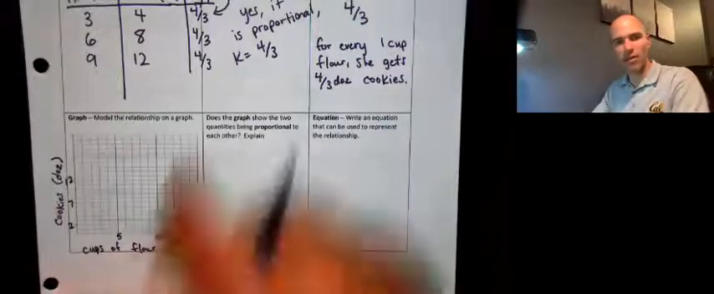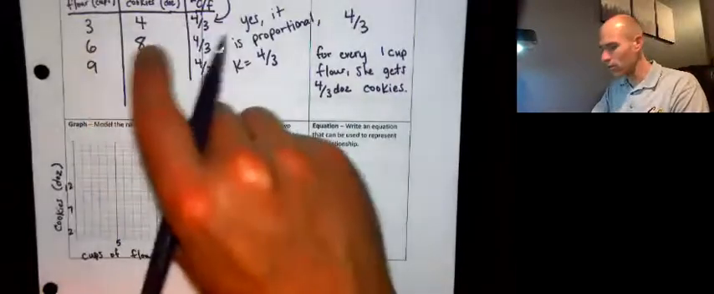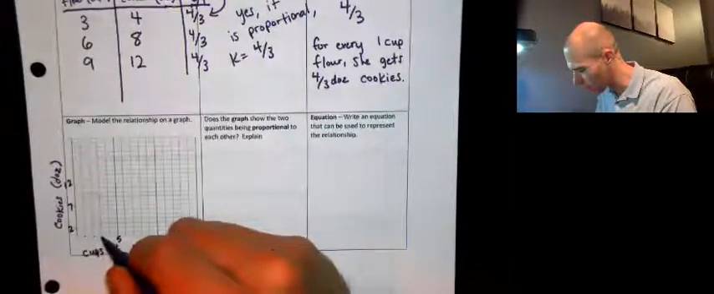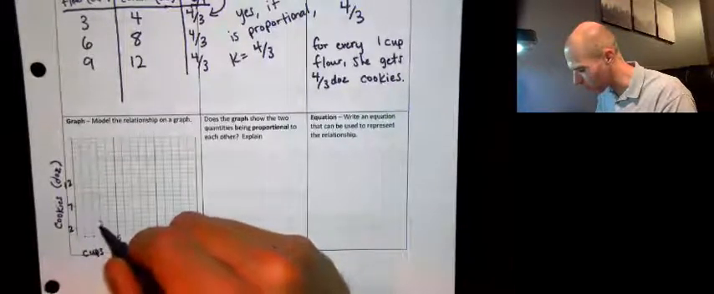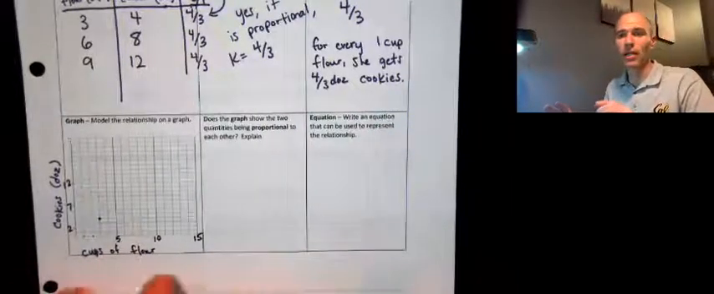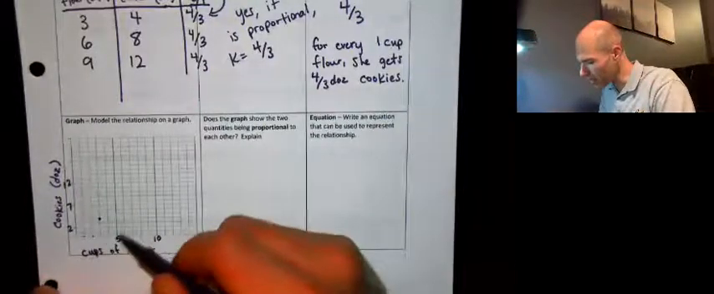Okay, so let's graph these points here. For 3 cups of flour, she gets 4 dozen cookies. So we go 3 on the x-axis, 1, 2, 3, and then up 4, 1, 2, 3, 4. Okay, so there's my 3 comma 4. I'm not gonna label it or anything like that because it just makes the graph messier than it needs to be.